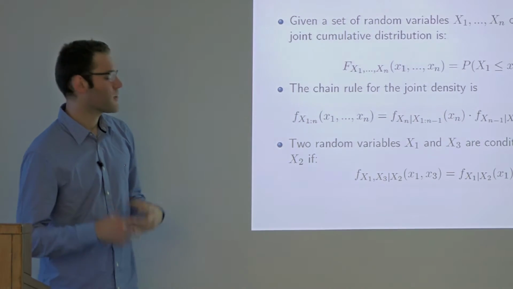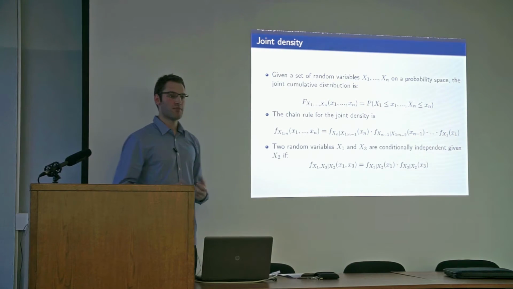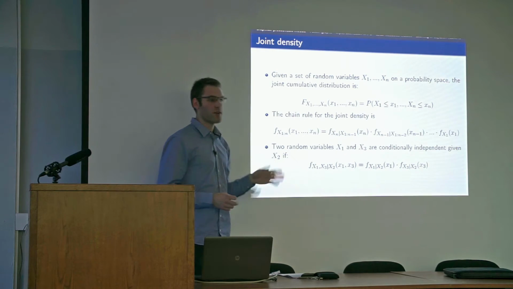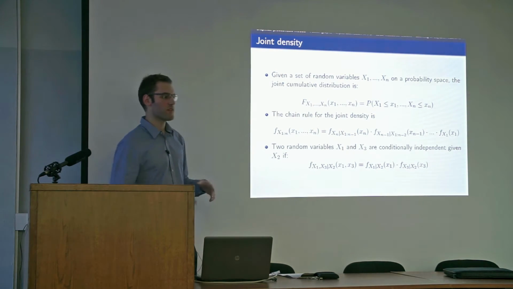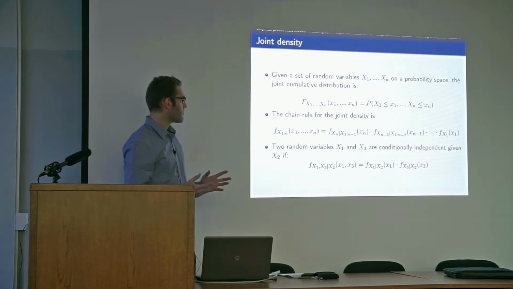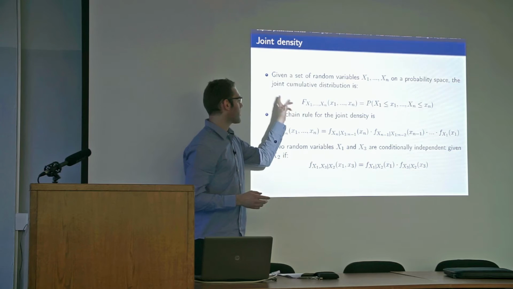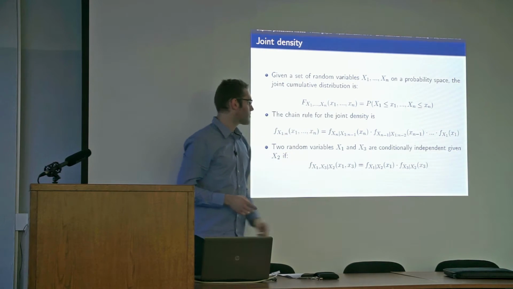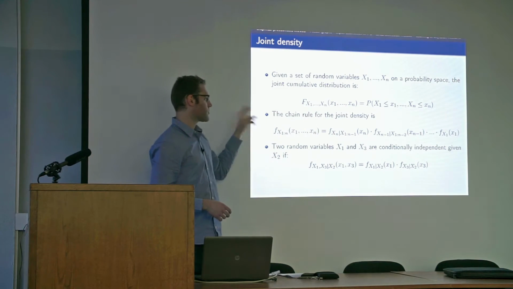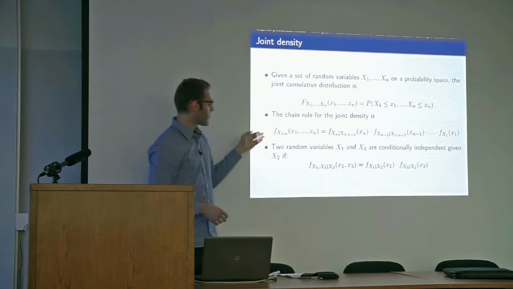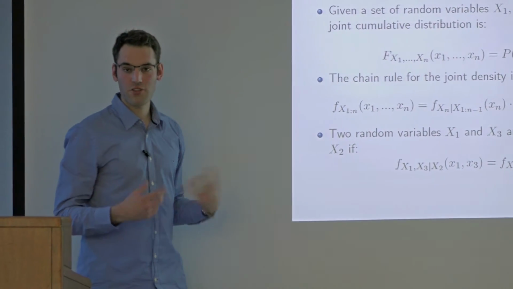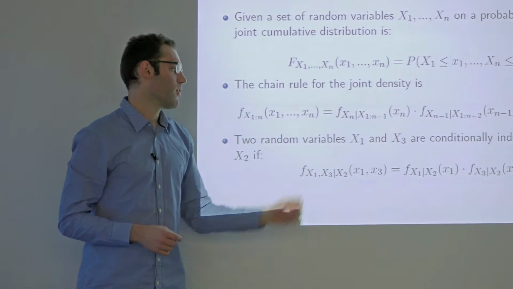And how do we capture probabilities? With a probabilistic model, we have a set of random variables, x1 through xn, on some probability space. That means we have a sigma algebra on these random variables and a probability measure. For these, we can define a joint cumulative distribution. If we take the partial derivative with respect to all random variables, we get the joint density. And for all joint densities, you can factorize them with the chain rule.